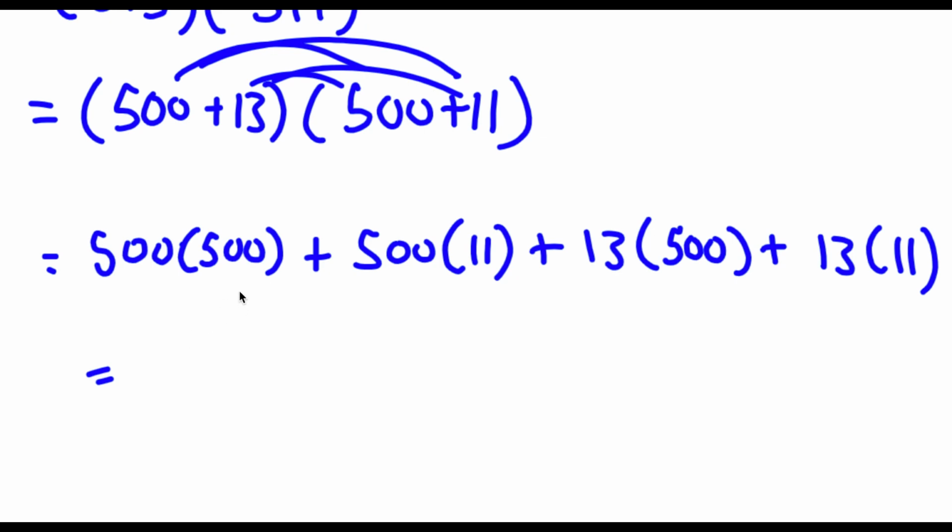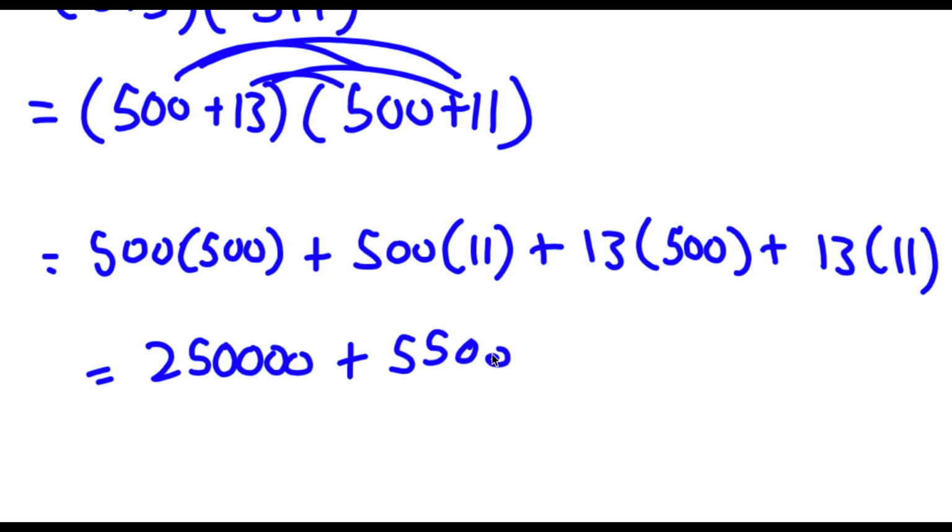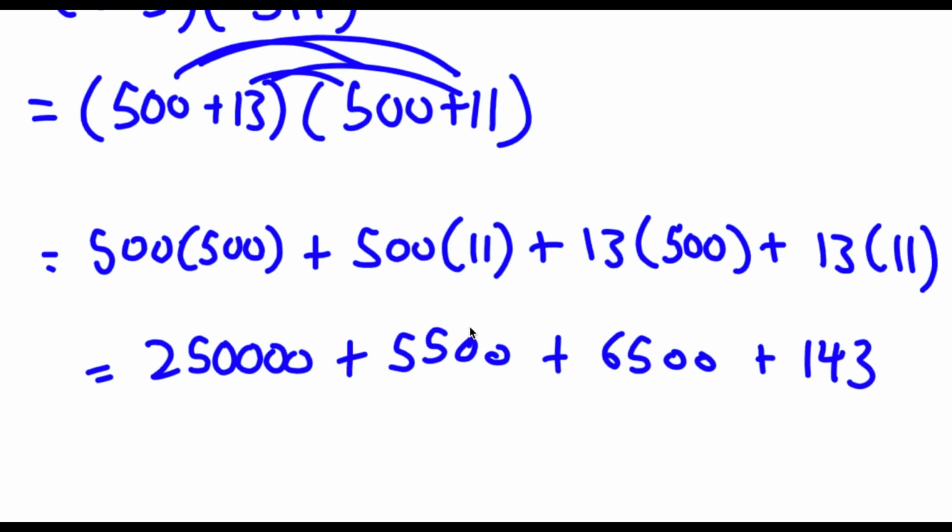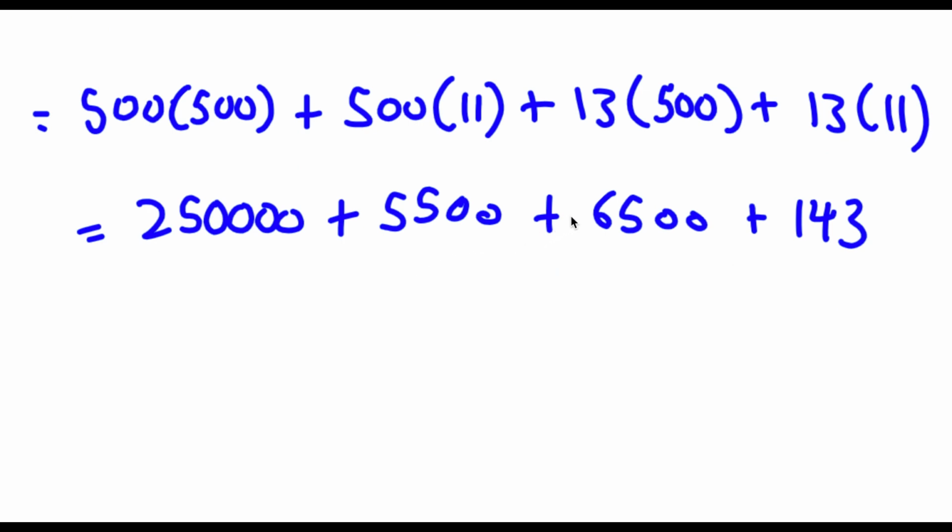Now, 500 times 500, this is going to be 250,000, plus 500 times 11, this is going to be 5,500, plus 13 times 500 is going to be 6,500, plus 13 times 11, this is going to be 143. So now I have 250,000 plus 5,500 plus 6,500 plus 143.